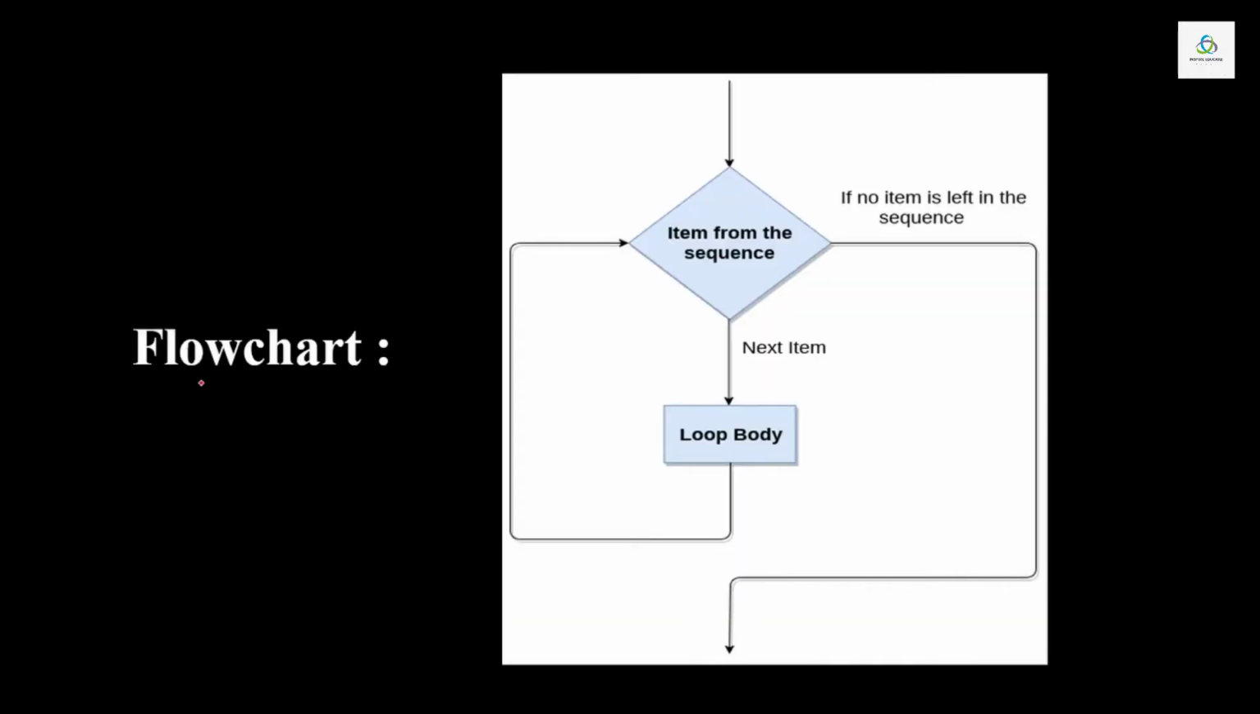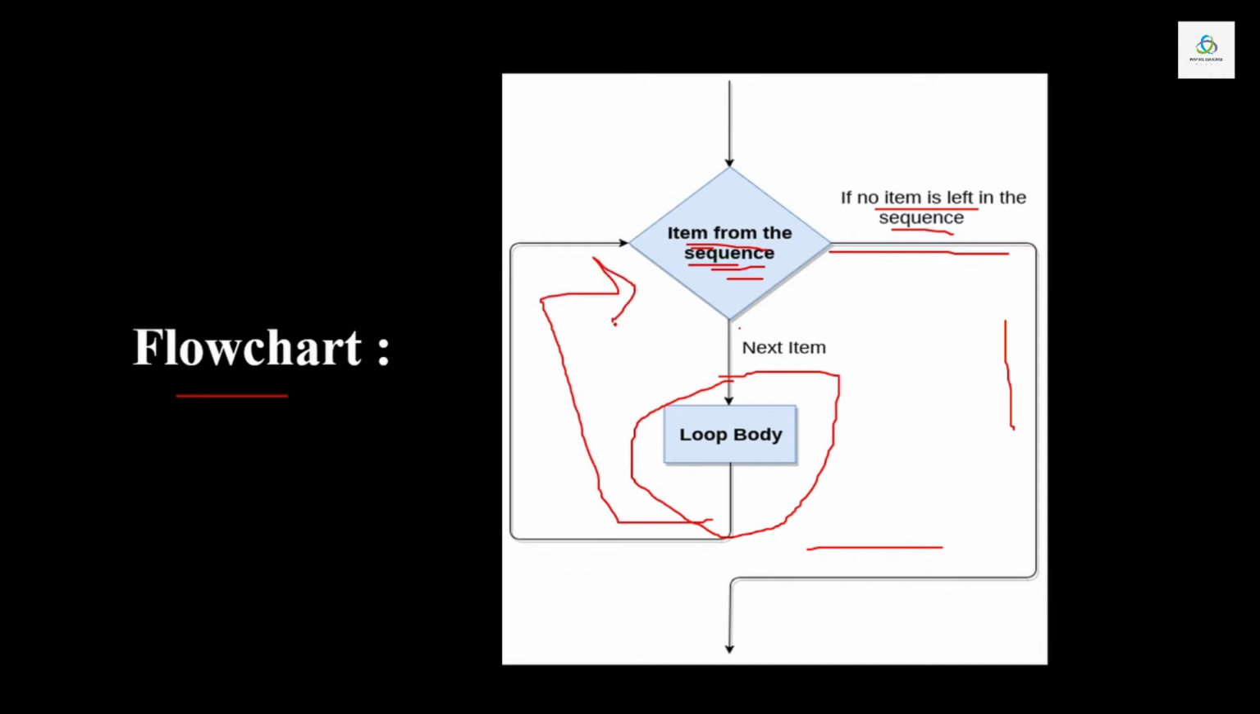There is a flow chart for the for loop. Now see over here, item from the sequence. It is a decision box in the flowchart. It is asking for items from the sequence. Till the items are present in the sequence, what will happen? It will go to the next item and it will execute the loop body. But once there is no item left in the sequence, the loop will terminate and we will come out of the loop. And if the item is present in the sequence, the loop body will be executed and again it will go to check that sequence. You can see as over here it is written.